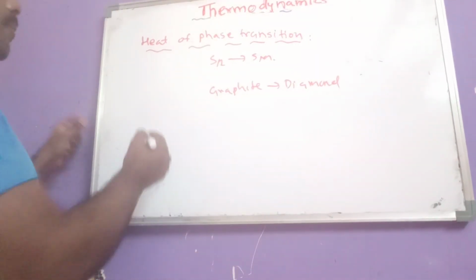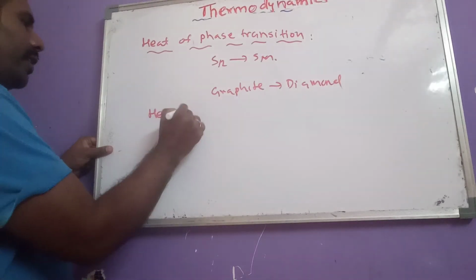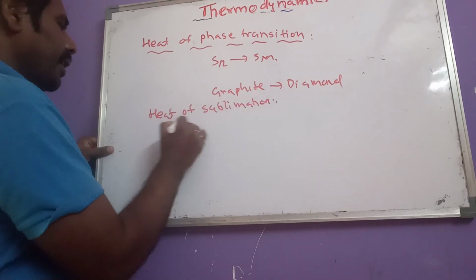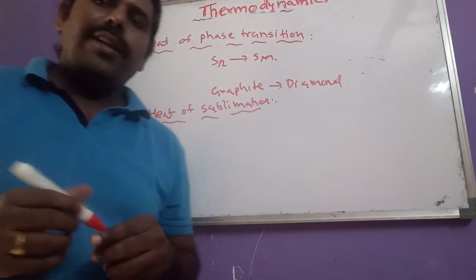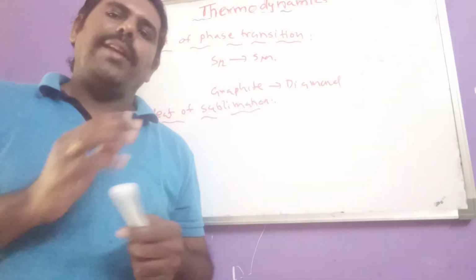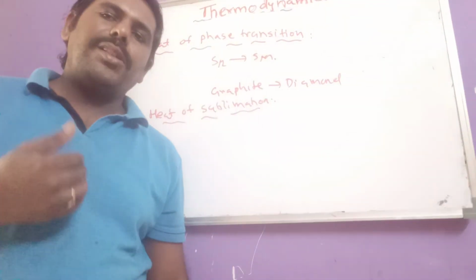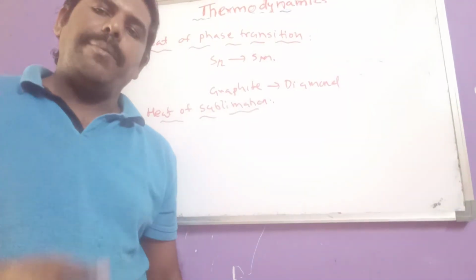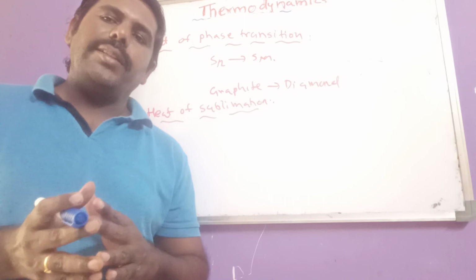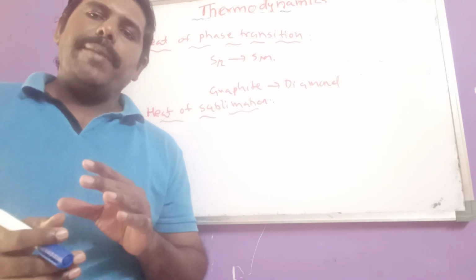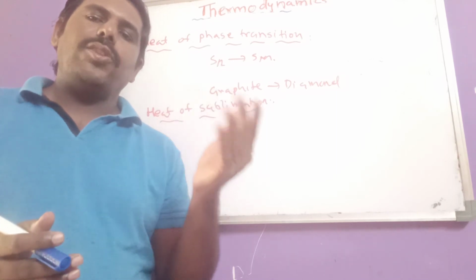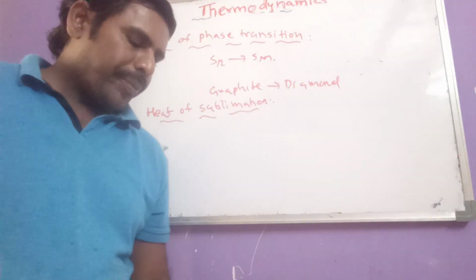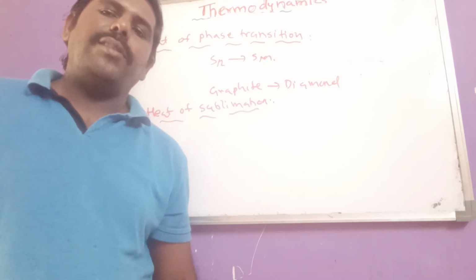And heat of sublimation is also there. So what is the heat of sublimation? Some solids directly convert into the vapor phase without converting into liquid. That direct change of a solid into the gaseous phase is known as sublimation. So the heat energy change involved in sublimation, that means conversion of a solid into the gaseous state, is known as heat of sublimation. So these are the different types of heats of reactions.